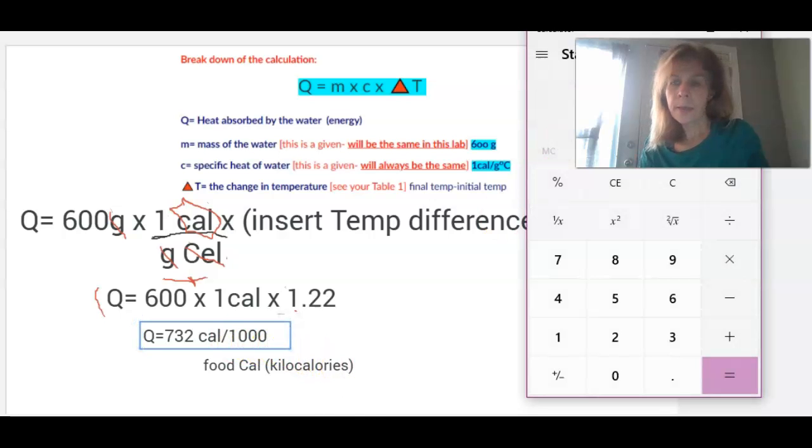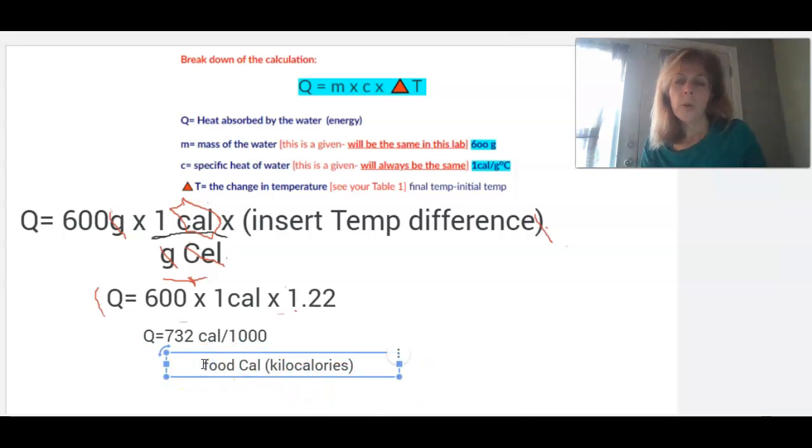Okay, so let's go back to here. I'm going to take that and divide by 1,000. That really means we're just moving the decimal 3 places over. And I get 0.732. Well, we're only going to go to hundredths, so it's 0.73. I wanted it to go right here. Okay, so 0.73. That's food calories.